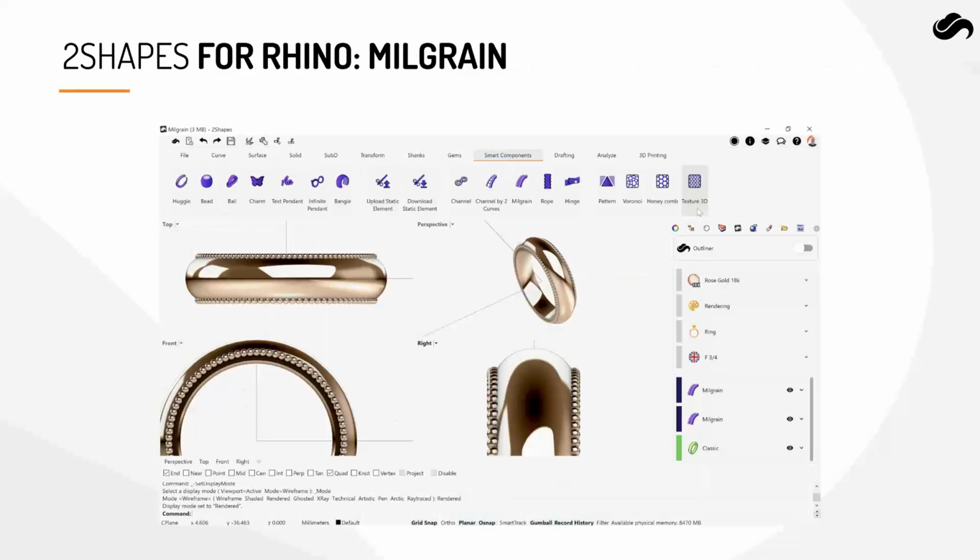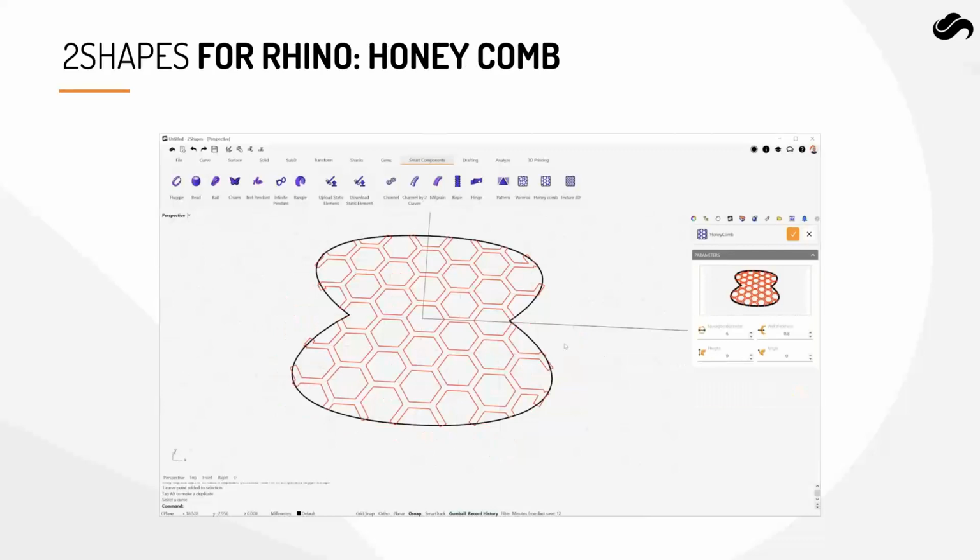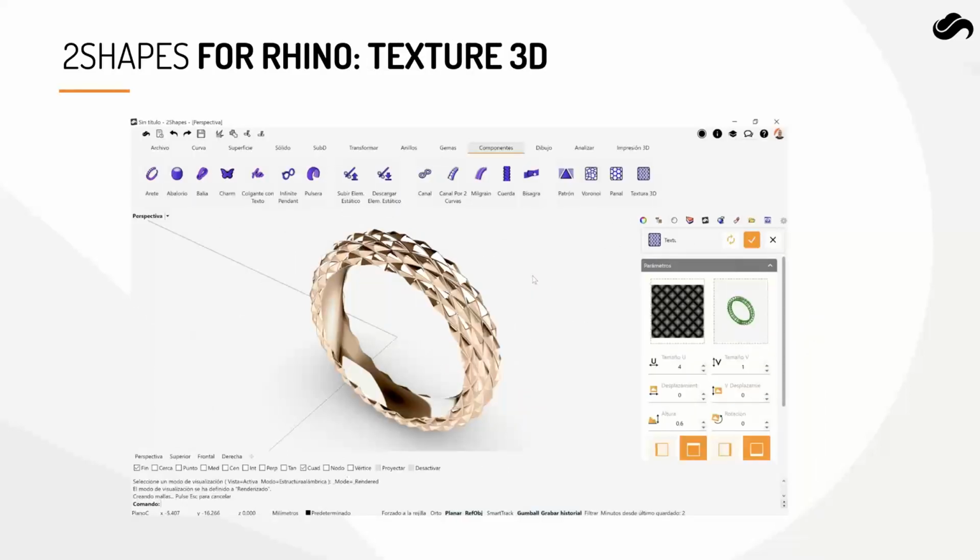Okay, then next one, milgrain. Also, we can create milgrain, okay, and it's parametrical. You change the finger size, you change everything, and it's updated. We have rope. We have Voronoi, okay, if you want to create these Voronoi, beautiful geometries. You can use it in 2Shapes for Rhino. Also honeycomb. Now I show you in course, but you can create it in 3D. But just to explain the concept. Okay. Texture 3D. You get any image and you apply it on any geometry. This is really cool. And the texture is ready for print. Okay, it's really nice.